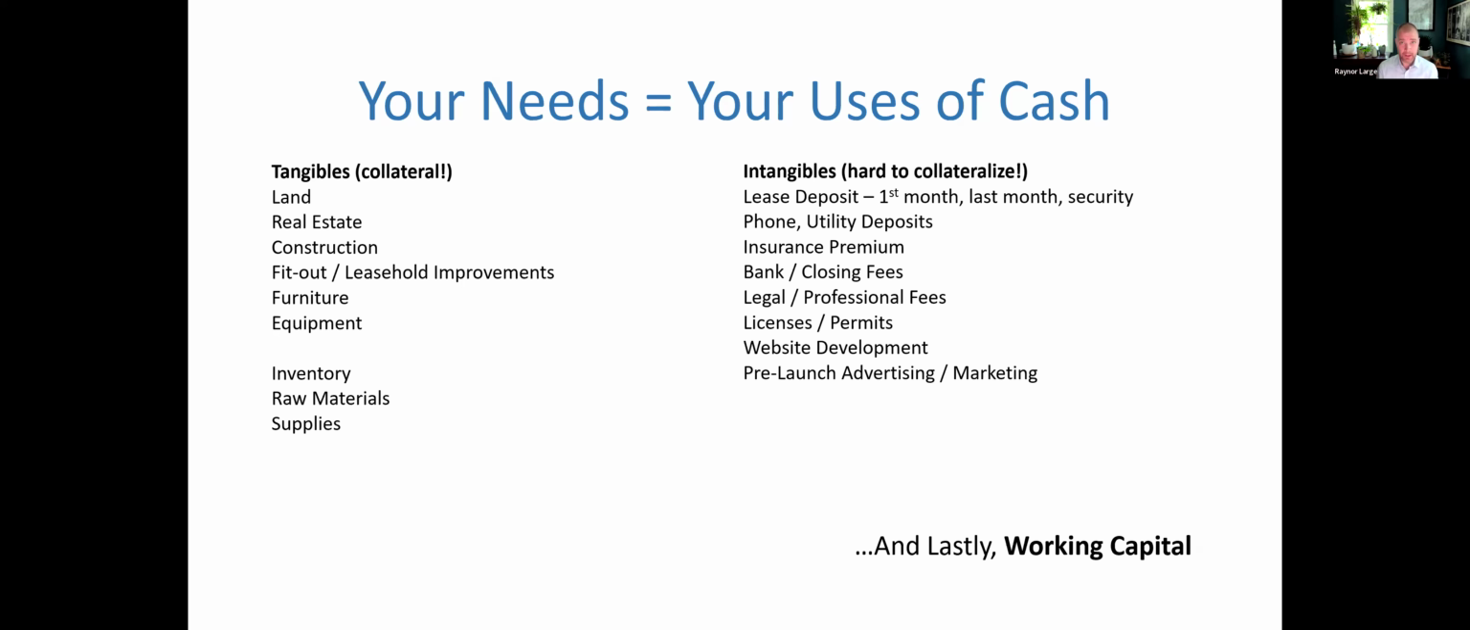So things like a lease deposit or utility deposits, or even some inventory, some banks consider inventory to be more or less intangible because in essence, it ages too quickly, or if you are unable to sell it, then there is no real value with it. Licensing, permits, legal and professional fees, building a website, right? These are things that once that money is invested, it's gone, right?